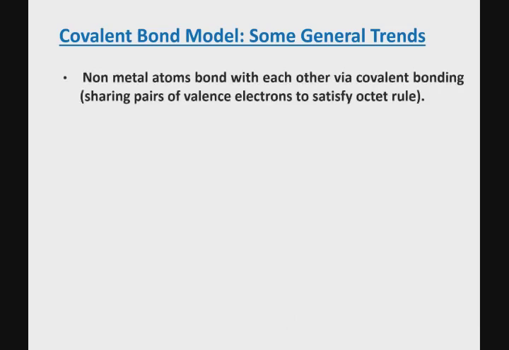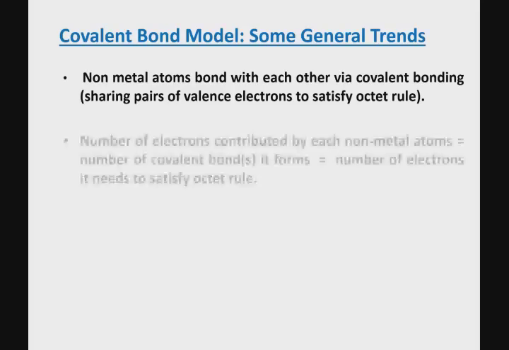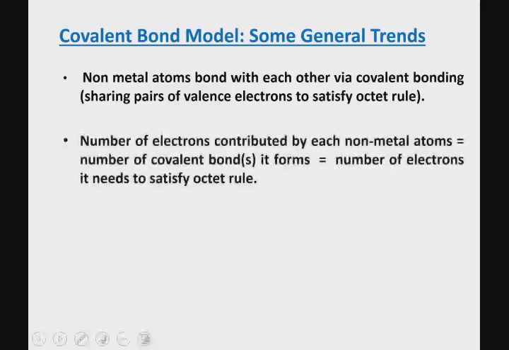Number 1, non-metallic atoms will bond with each other via covalent bonding by sharing electrons in order to satisfy the octet rule. We have seen that. The number of electrons that each non-metallic atom will contribute for a covalent bond equals the number of covalent bonds that it will form, and will equal the number of electrons that it needs in order to satisfy the octet rule. Let me say this one again.